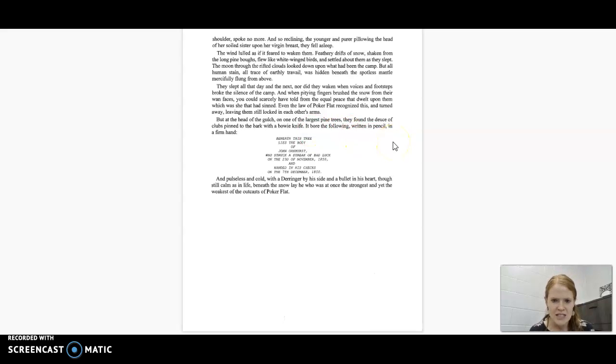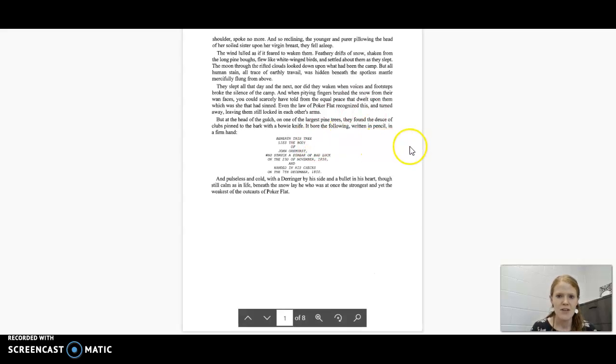Beneath this tree lies the body of John Oakhurst, who struck a streak of bad luck on the 23rd of November, 1850, and handed in his checks on the 7th December, 1850. And pulseless and cold, with a derringer by his side and a bullet in his heart, though still calm as in life, beneath the snow lay he who was at once the strongest and yet the weakest of the outcasts of Poker Flat.